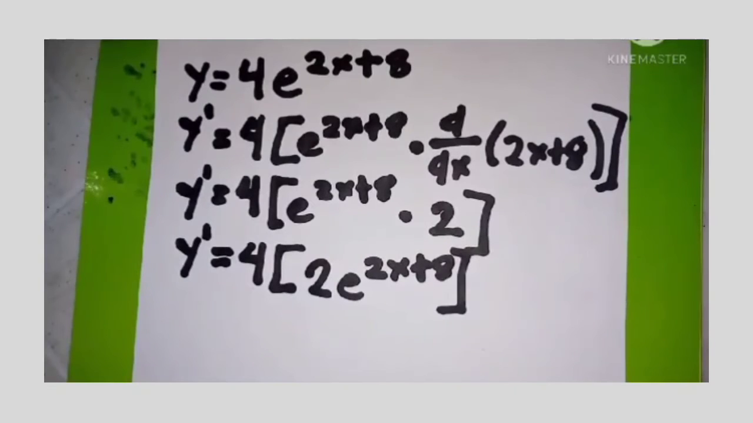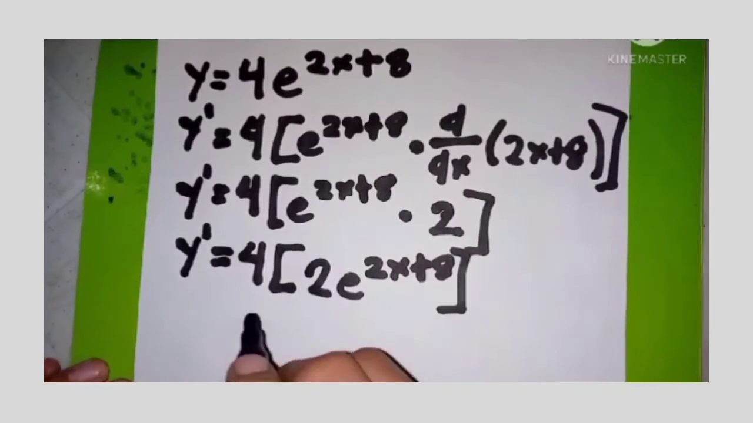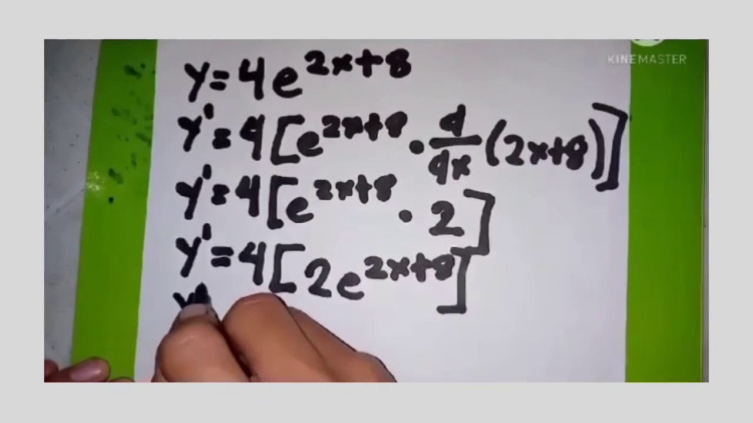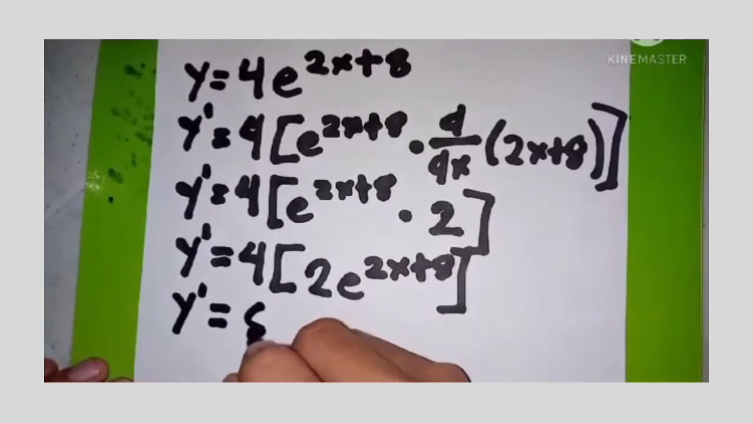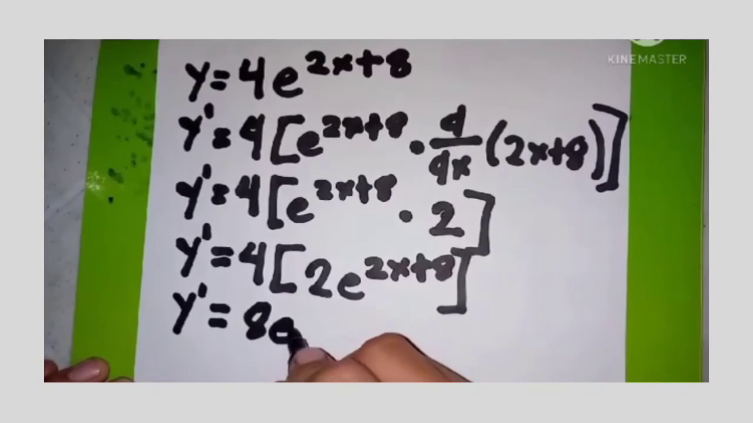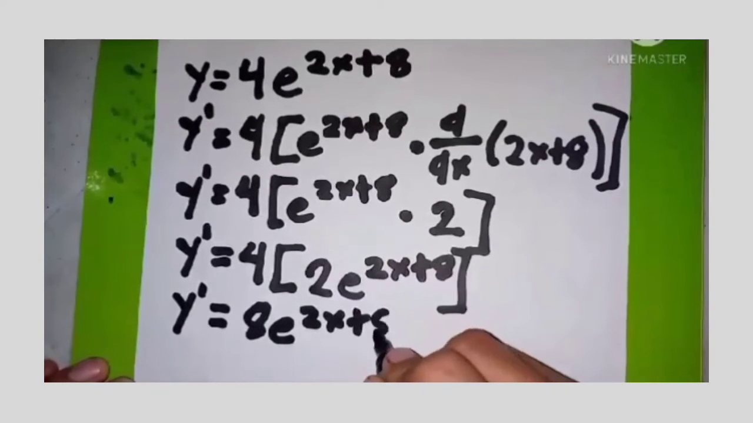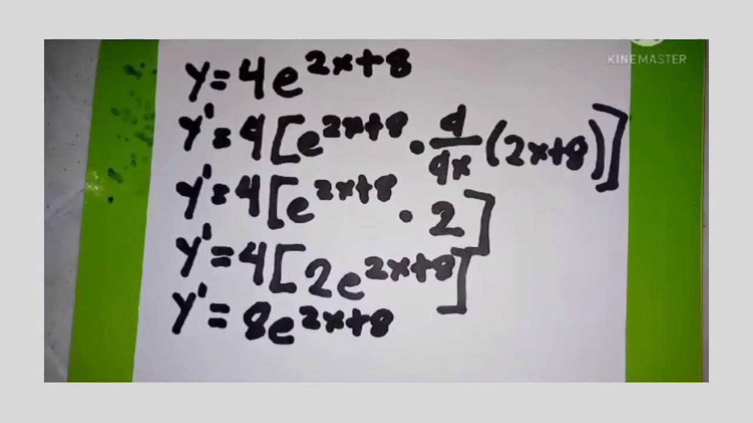Then we need to multiply the 4 to 2, then it will be the answer of the first derivative. So 4 times 2 is equal to 8, so y prime is equal to 8, copy the e raised to the power of 2x plus 8. So it is our first derivative.